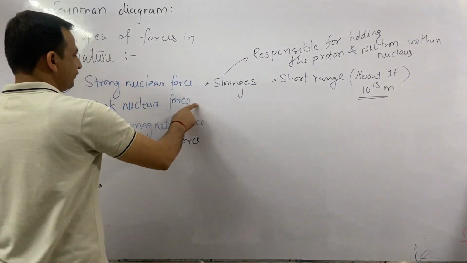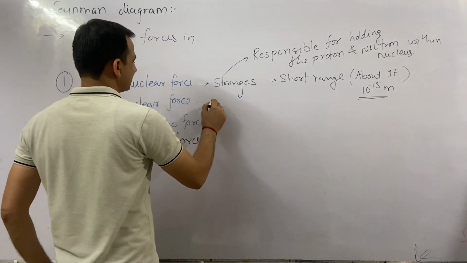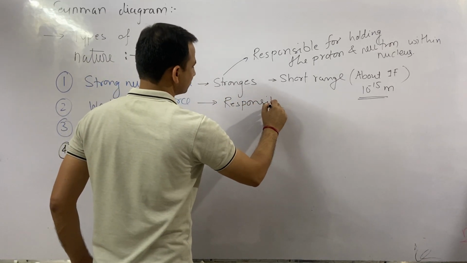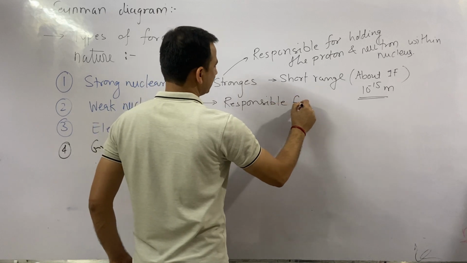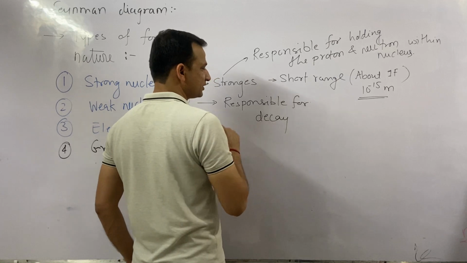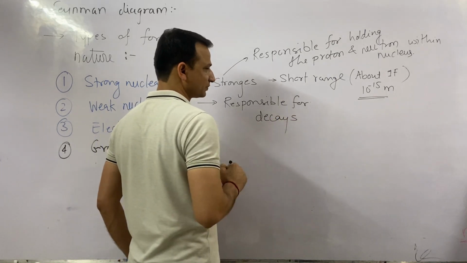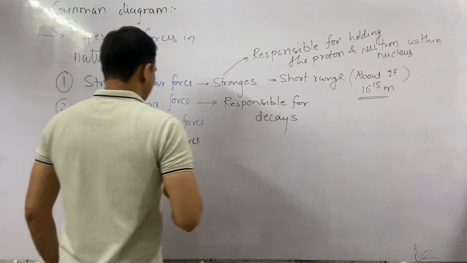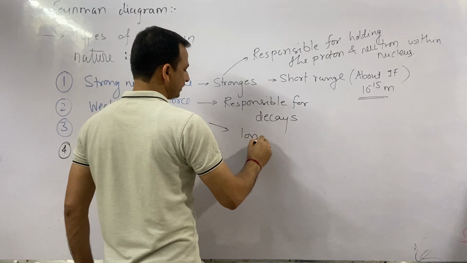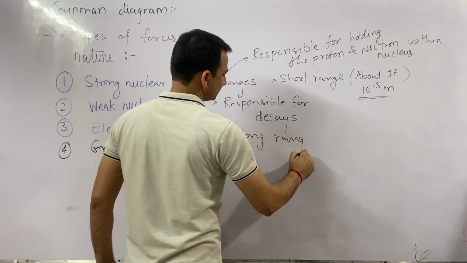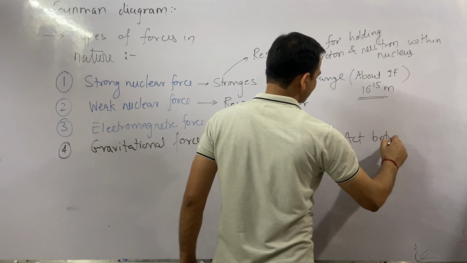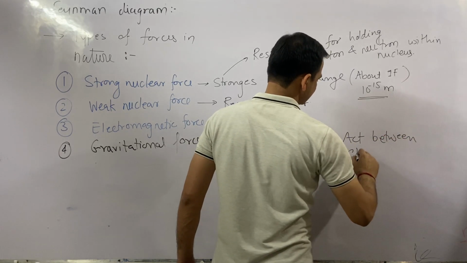Next one, the weak nuclear force. It's responsible for decays. Electromagnetic force, long range, and acts between charges.